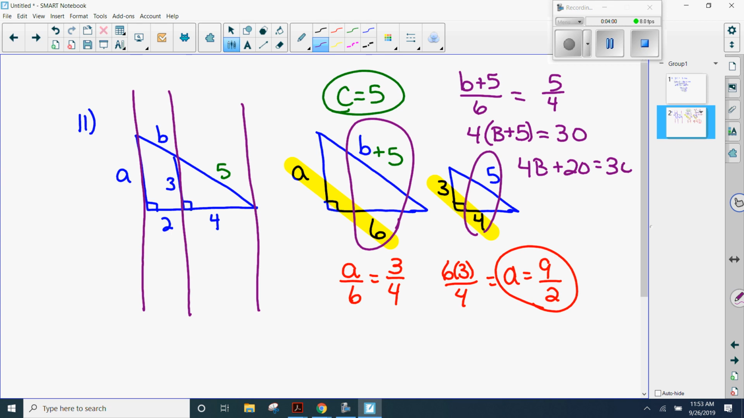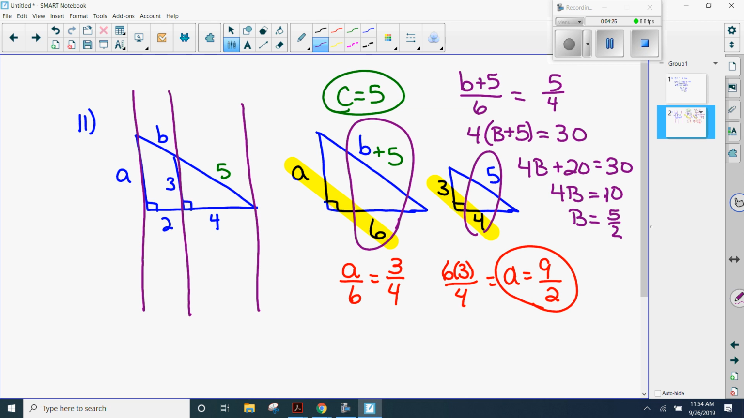And this isn't, I don't know, it's not the way you guys like to solve a proportion. So 4B is equal to 10, sorry. So then you get B is equal to 5 halves. Probably not the way you like to solve it.